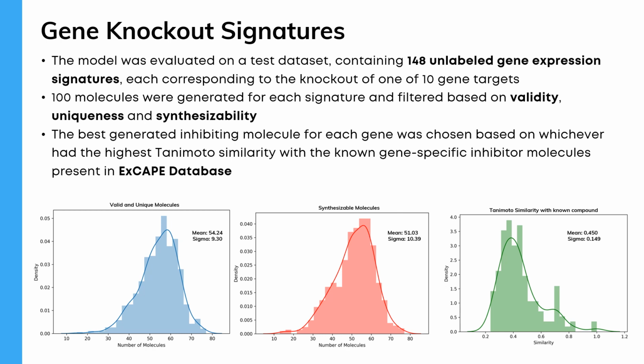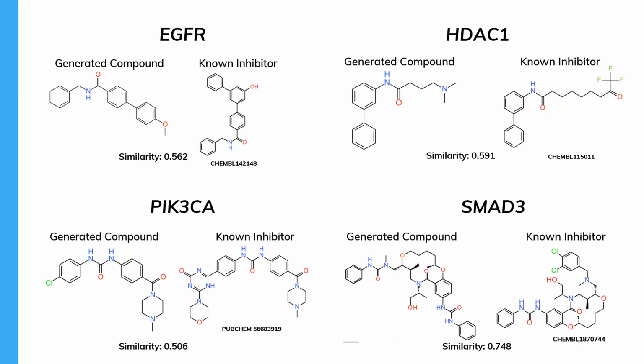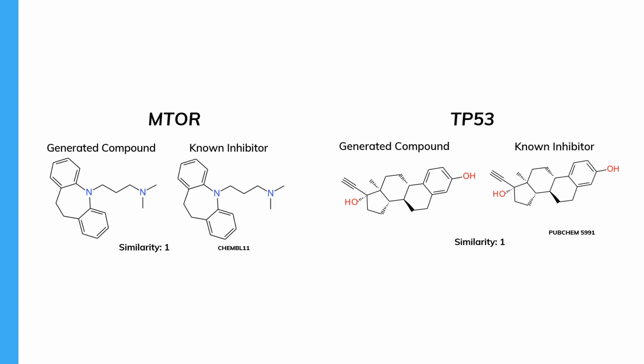From the plots, we can observe that many of the molecules are valid, unique, and synthesizable. In the next three slides, the best generated inhibitors for all the 10 genes are shown. For the genes AKT1, AKT2, AURKB, and CTSK, it is observed that the generated molecules not only have a reasonable similarity score with a known inhibitor, but also share certain structural features with it. Same is the case for EGFR, PIK3CA, HDAC1, and SMAD3. For the genes MTOR and TP53, the generated molecules were exactly the same as the known inhibitors.